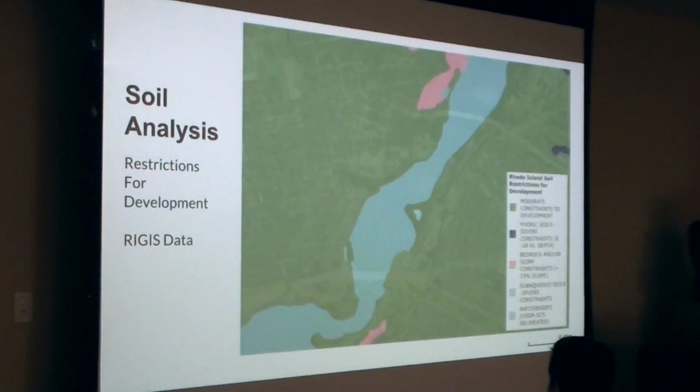So this is a little bit of our soil analysis, and we have a couple slides covering this. So this map is our focus area yet again. It's focusing on our restrictions for development based on soil quality. So the green area proposes moderate constraints for development, and as you can see, that's almost probably 95% of our site, whereas the small areas such as the purple and the pink are severe constraints relative to the depth of bedrock and or a slope that is unsuitable for construction.